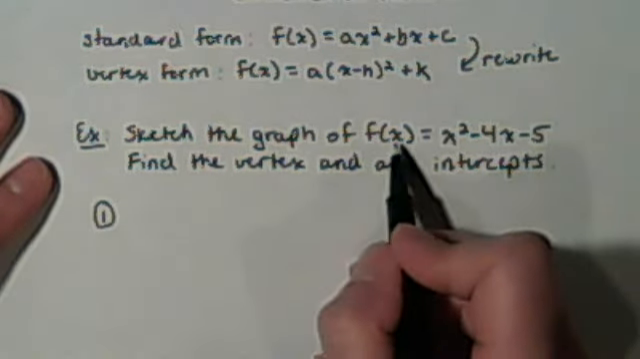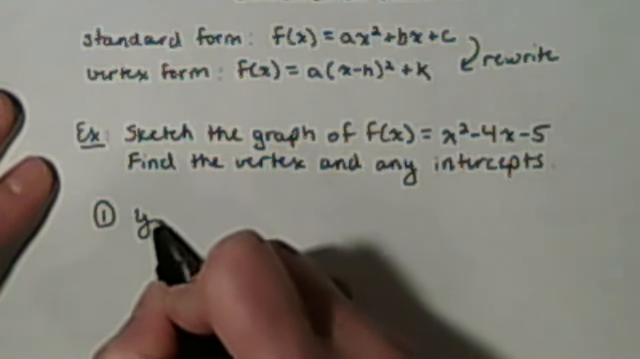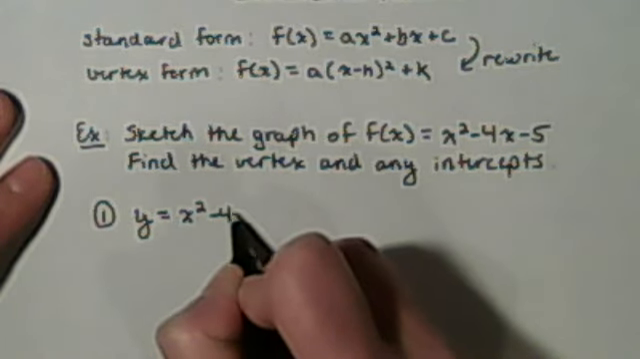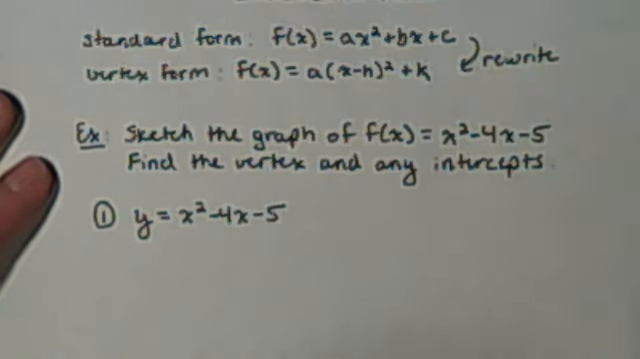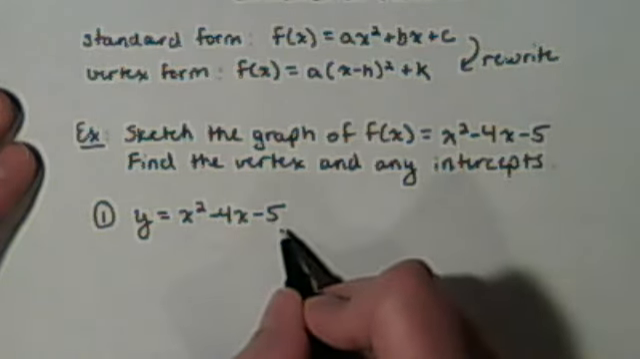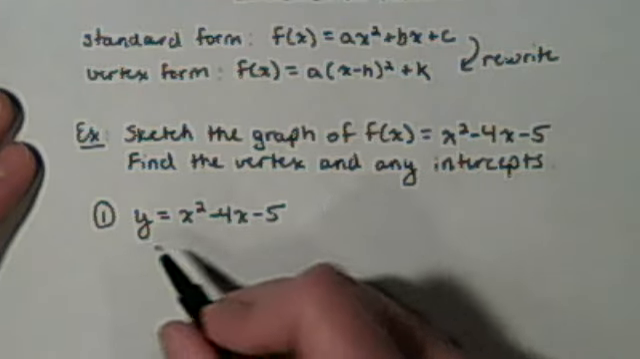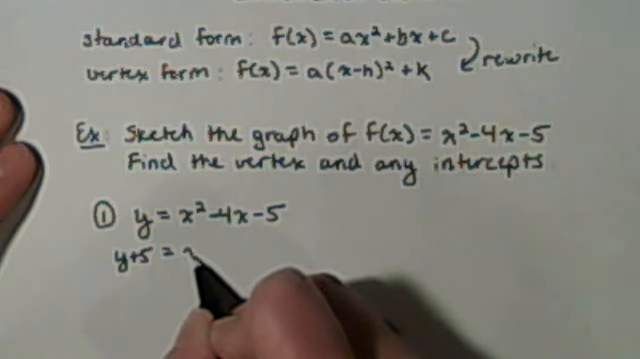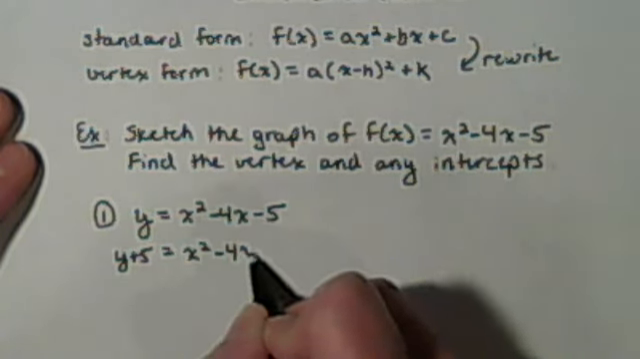And instead of using f of x, I'm going to rewrite that as y is equal to x squared minus 4x minus 5. And I want to be able to rewrite it in vertex form. Now, there's several ways that this can be done, but I'm going to use the same technique we used for solving an equation. So you might recall the steps there. First thing we want to do is move the constant over to the other side. So this is going to become y plus 5 is equal to x squared minus 4x.